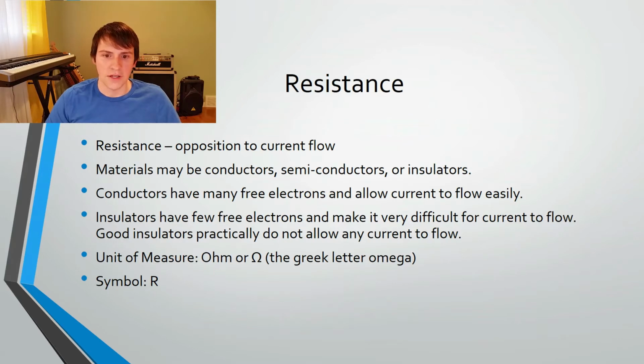The unit of measure for resistance is the ohm, or omega. That upside down horseshoe looking thing is just the Greek letter omega. You can think of it just like any other letter in the alphabet. I don't know why they chose to use the Greek letter. But once again, if you see that symbol, it would be read as ohms, and the symbol for resistance is a capital R.